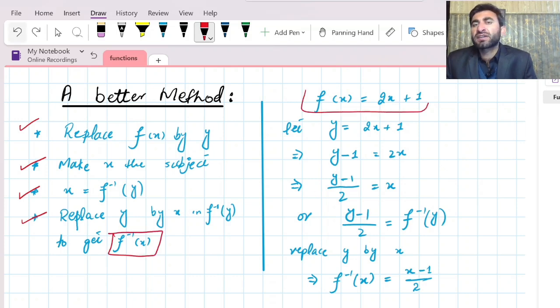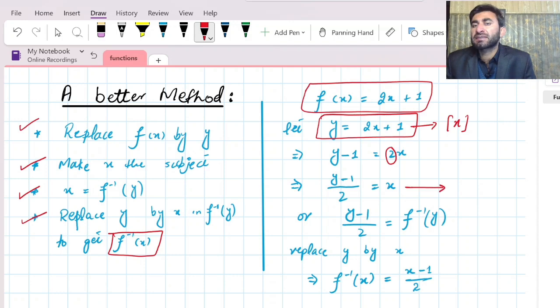Let's apply it to the given function f of x is equal to 2x plus 1. First, suppose that y equals 2x plus 1. Now we need to make x the subject of this formula. For this we move plus 1 to the left hand side, it will become y minus 1, and then the coefficient of x, 2, will be divided on the other side, and we have an equation where x is the subject of the formula. I can also write it as x equals y minus 1 divided by 2.